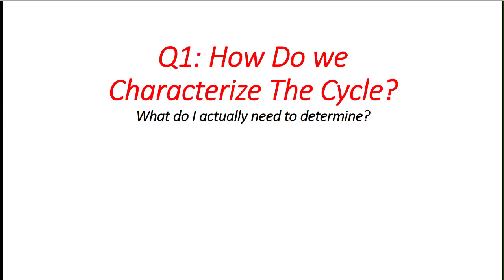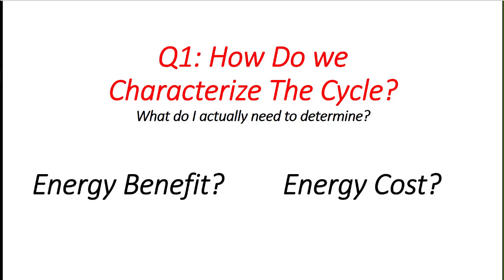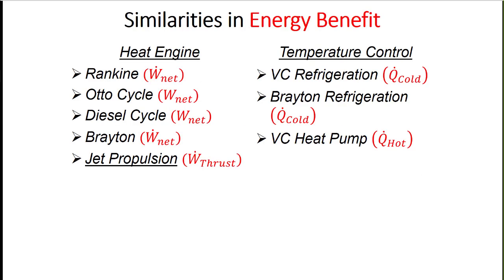So now we can bin, or group together, the different cycles based on the answers to these three questions. So how do I characterize the cycle? What's the energy benefit and what's the energy cost? Most of the cycles we did were heat engines. So the energy benefit for most of them, or at least all the ones where I'll ask for a characterization parameter, is net power. We talked about jet propulsion, that these aero engines are a little bit different because we want thrust power, but I'm not going to ask you for thrust power on the exam.